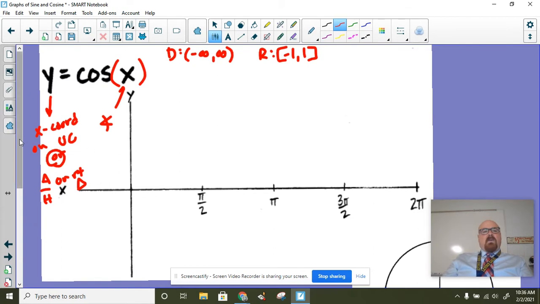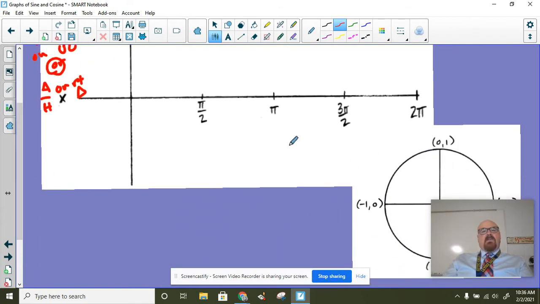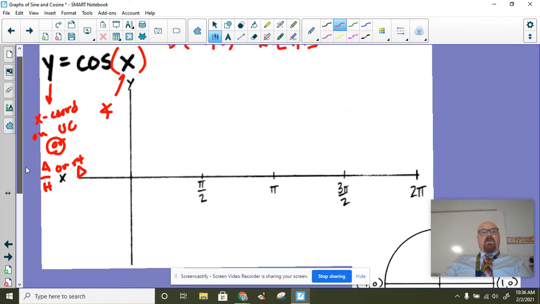Okay, again, when we're talking cosine, we're looking at the x coordinates, right? So what is the largest x coordinate that we see on the unit circle? It's 1, and the smallest is -1. So that's why our ranges will fall in there.